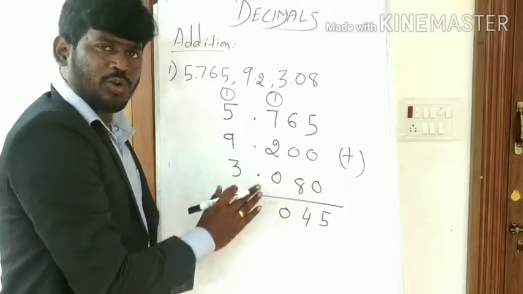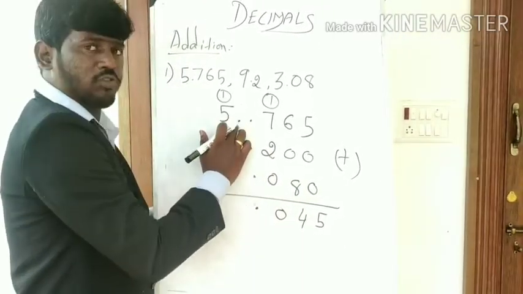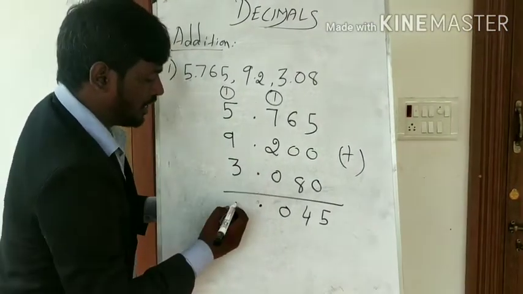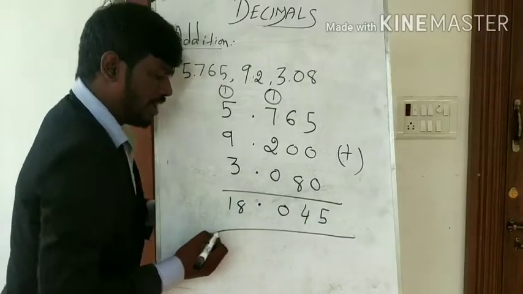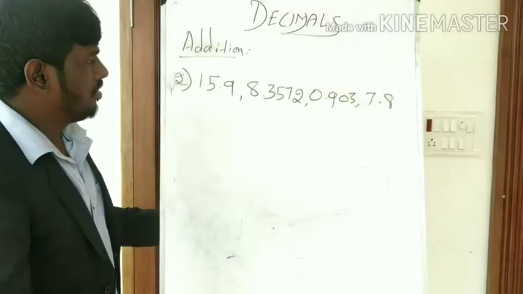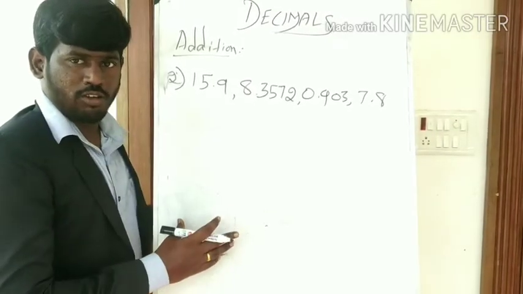You just do it like normal addition. 1 plus 5, 6. 6 plus 9, 15. 15 plus 3, 18. Now the answer will be 18.045.